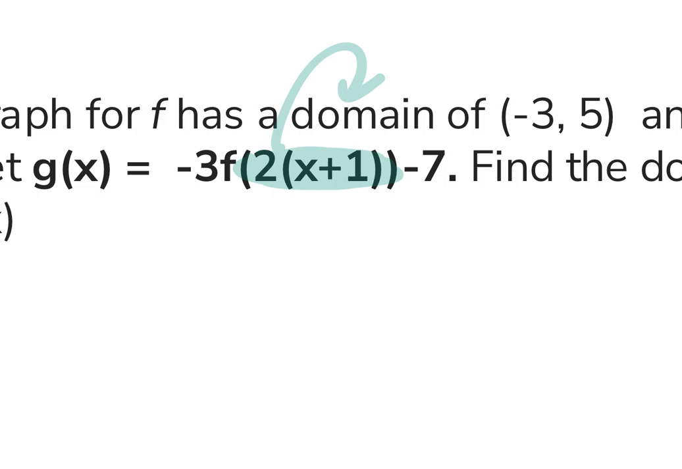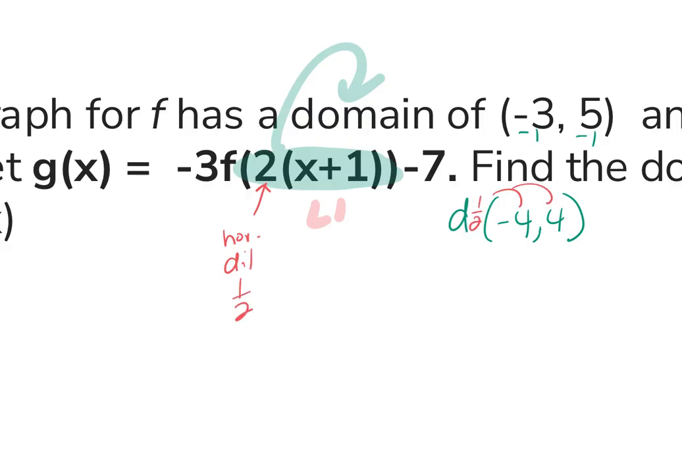When you do domain, you have to go innermost parentheses first. It should be logical, this is like order of operations. I would work innermost parentheses first. So the plus 1 on the inside really does what? Left 1. So I'm going to take my domain and subtract 1 from it. So minus 1 and minus 1. Now my domain is negative 4, 4. And then the 2 on the front is what? Horizontal dilation by a factor of 1/2. So I'm now multiplying by 1/2. So my domain now became negative 2, positive 2. I'm done with domain.